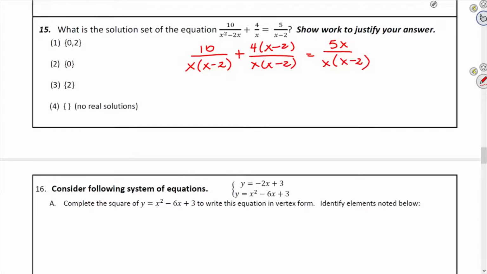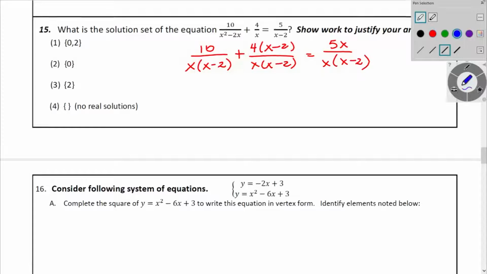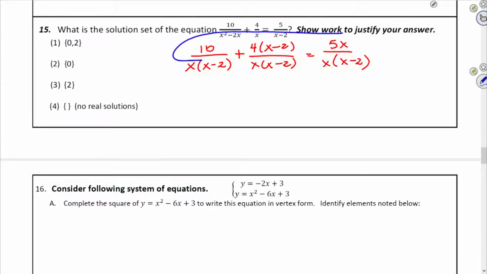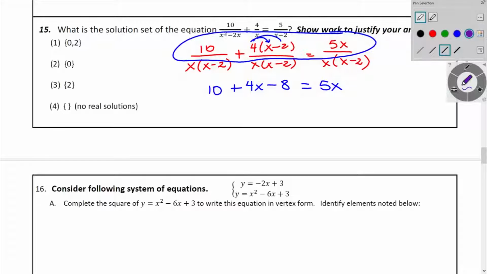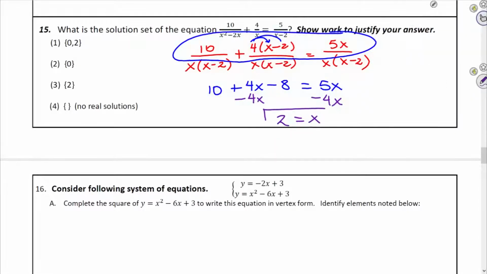Okay, so now that I have a common denominator, I'm going to focus on these numerators. That this will be true when the numerators, when that equation is true. So I have 10 plus 4 times x is 4x. 4 times negative 2 is negative 8 is equal to 5x. Now let me subtract 4x from both sides. And 10 minus 8 is 2. 5x minus 4x is x, and I get x is equal to 2.